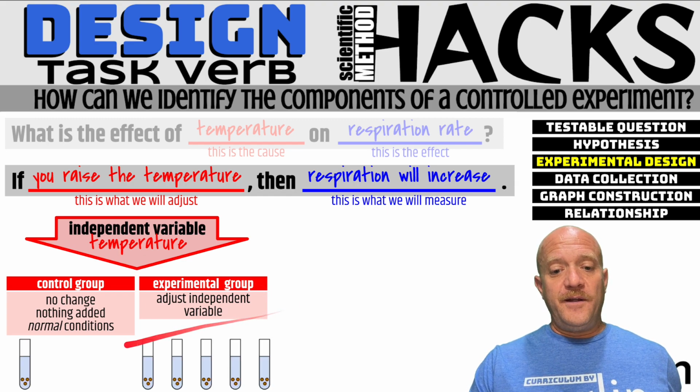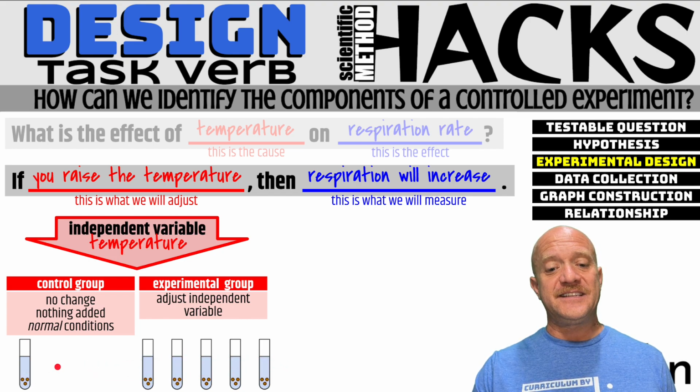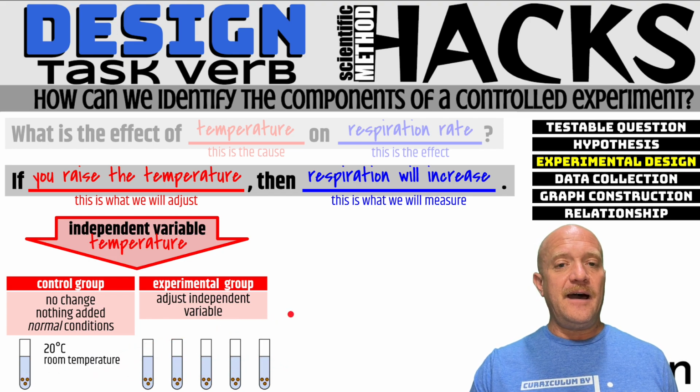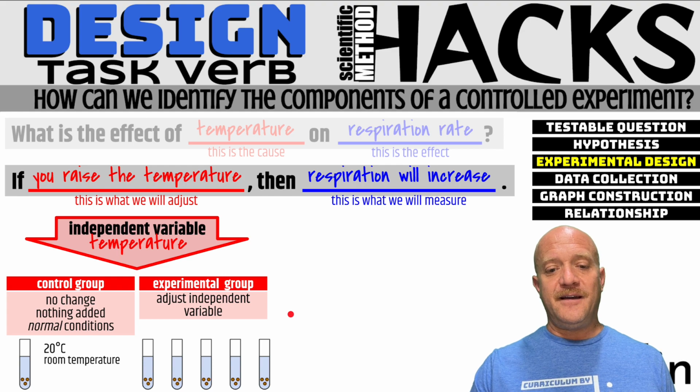So if you look, we're going to have different setups. These will be test tubes with some sort of solution. There's going to be yeast inside, and all the conditions are the same, except this one will be at a different temperature. I chose for this example room temperature. There's many different controls you could use. You could also have it be 37 degrees Celsius.